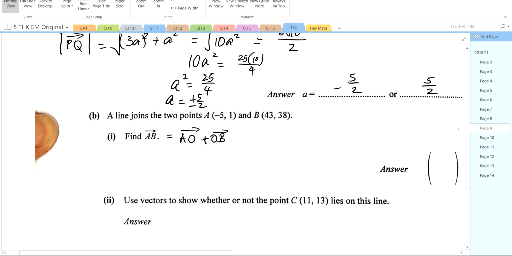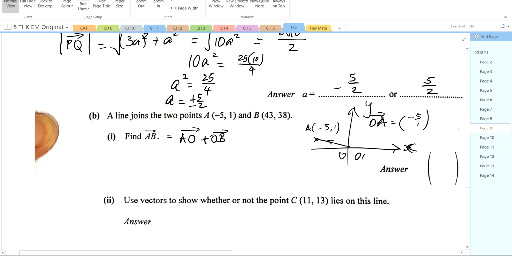Agree, Chloe? Okay, what is this O I'm talking about? The O over here. Okay, at the origin. Then what is the vector OA like? You can identify A on the Cartesian plane, right? Negative 5, 1. So over here, this is A, negative 5, 1. So OA equals negative 5, 1. Agree?